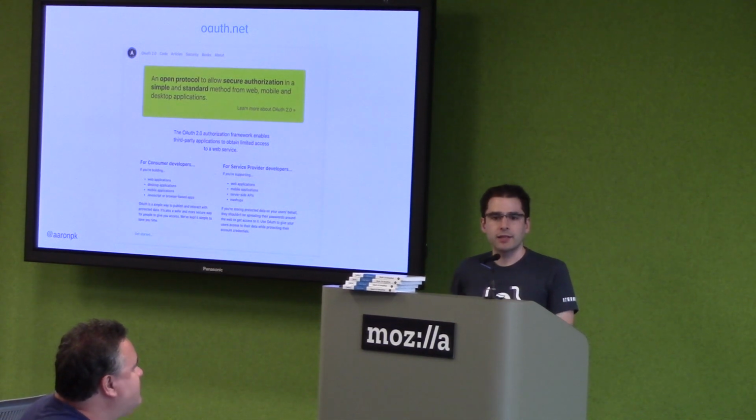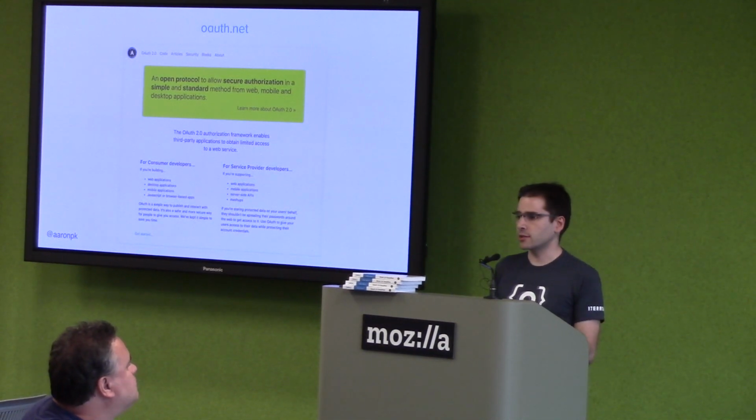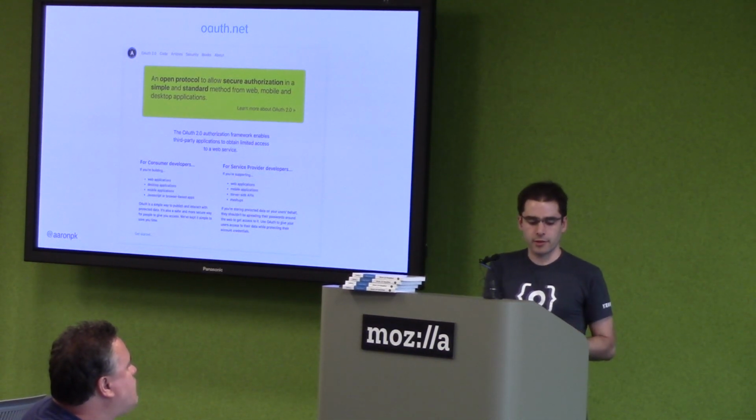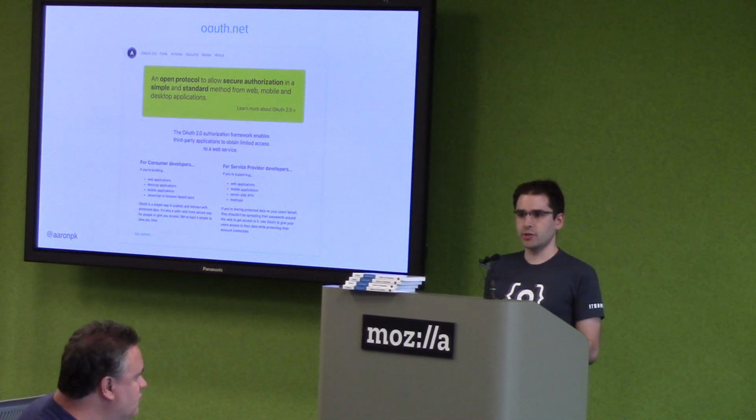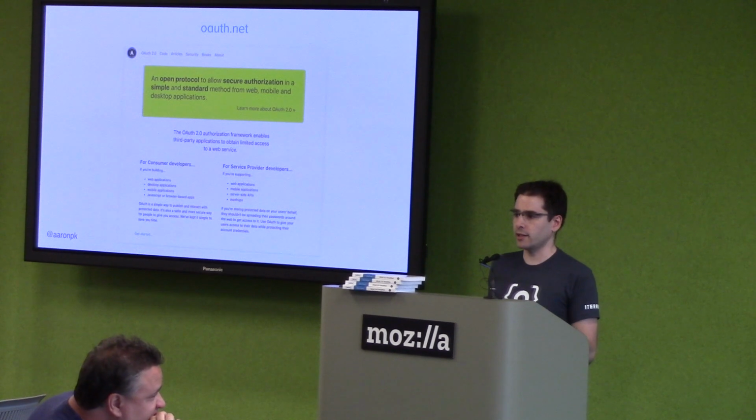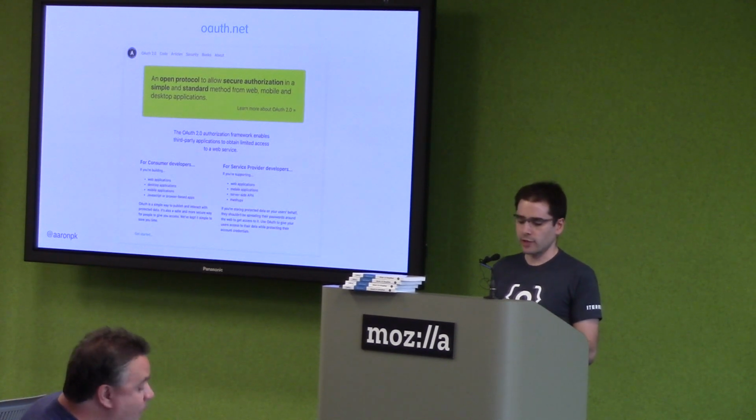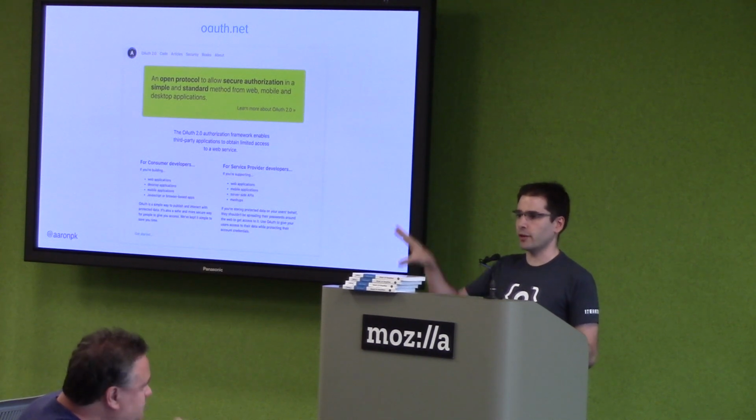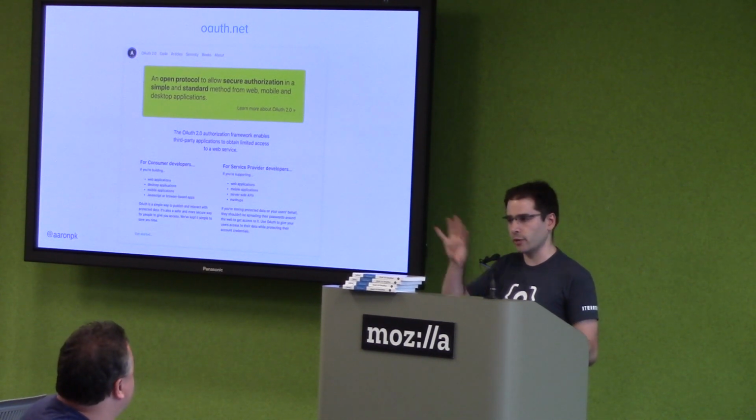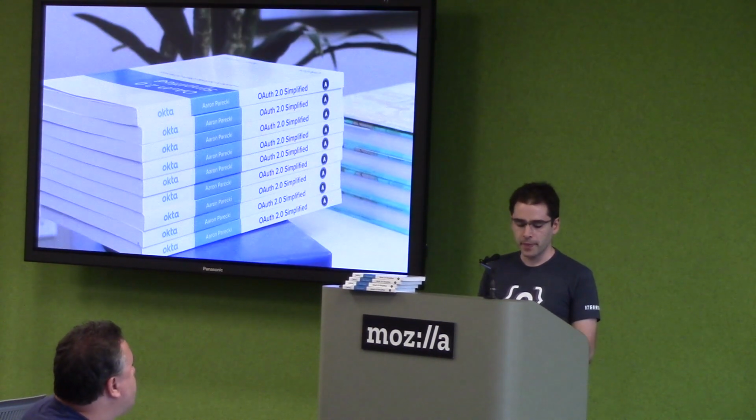I also maintain OAuth.net, which is the home of OAuth on the internet. It's essentially a pointer to things. There's not a lot of actual content on it, but it's a good reference if you're looking for information. It will send you out to places that actually have real information, but it organizes everything around OAuth.